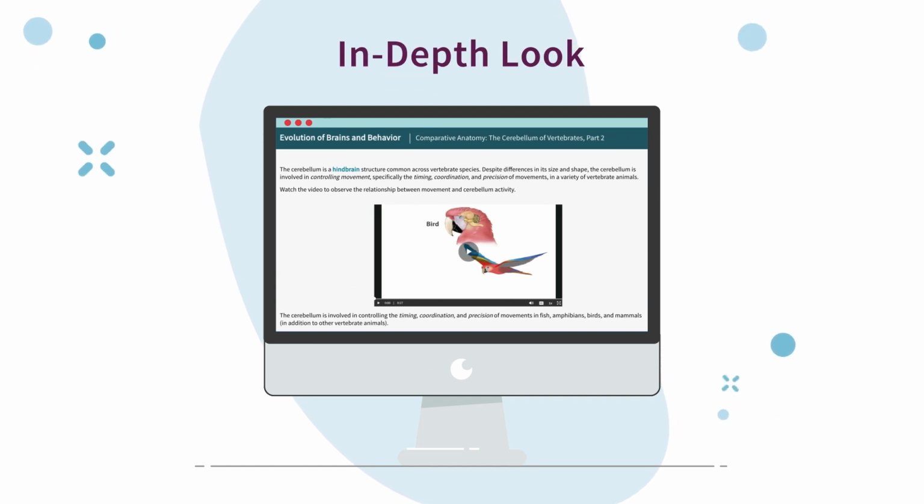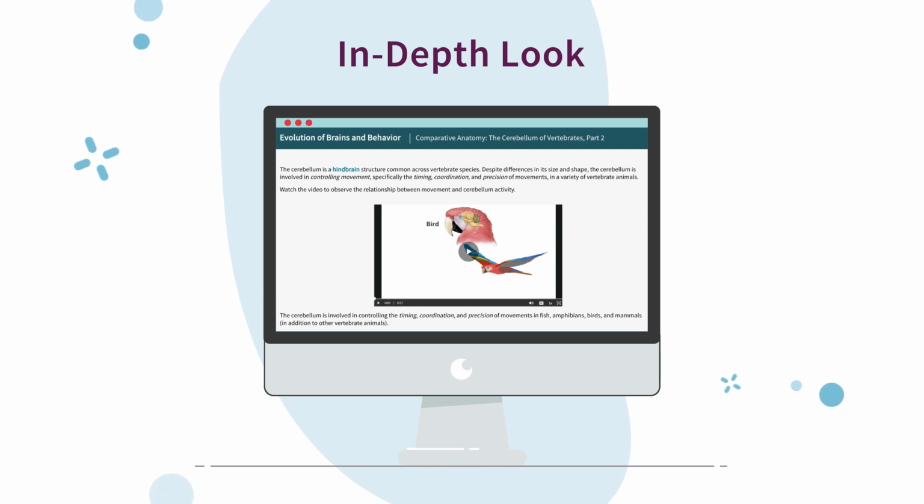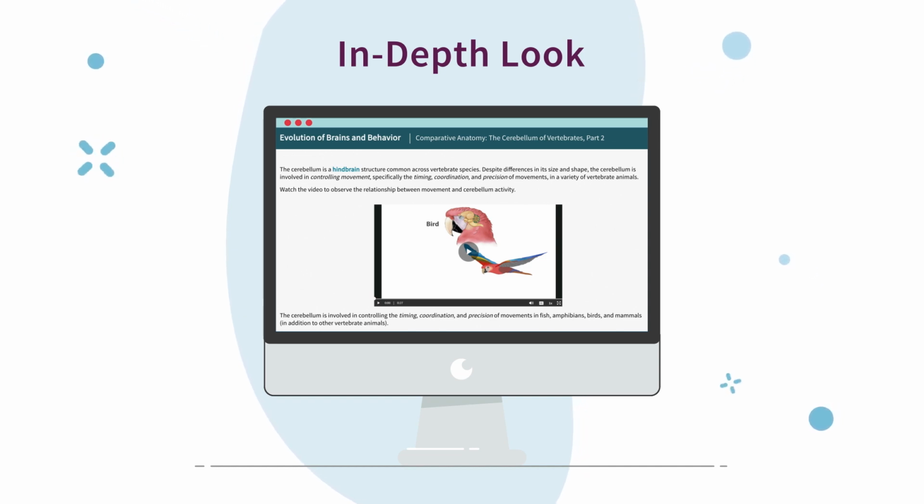Students are then given an in-depth look into the content they're learning about. In this case, students are introduced to the brains of all vertebrates and the cerebellum. Students are then asked to watch a brief video to observe the relationship between movement and cerebellum activity.